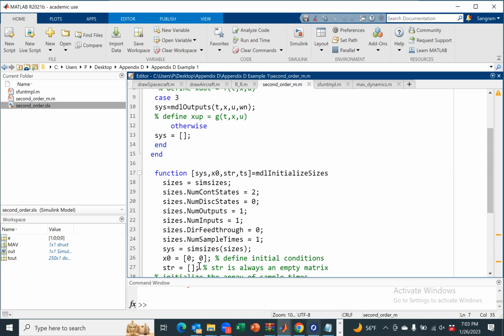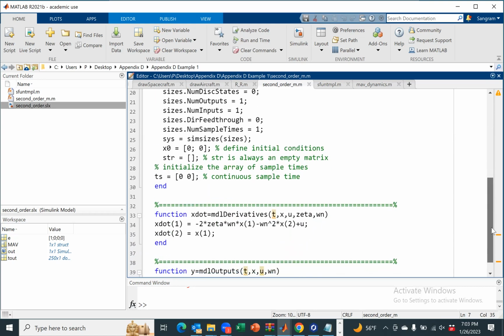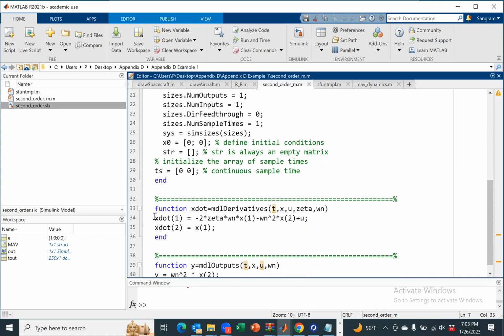Then you define the initial conditions. I'm saying my initial conditions are zeros. Then str, you have to keep it as is, continuous sample time. And I want you to look at this, this is where that code is implemented. The only thing is they flip. x2 dot is equal to x1 and x1 dot is equal to minus 2 zeta omega n x1 minus omega n square x2 plus u.